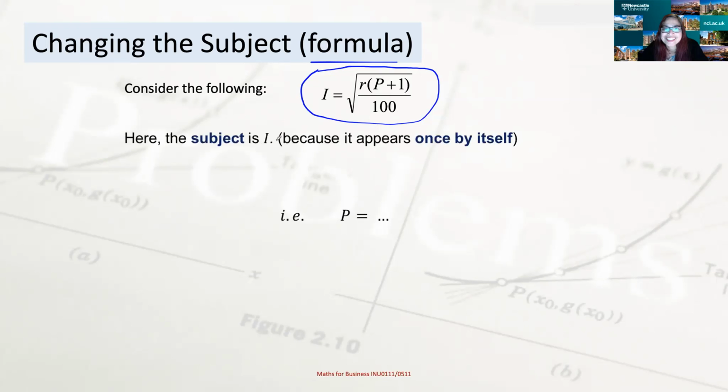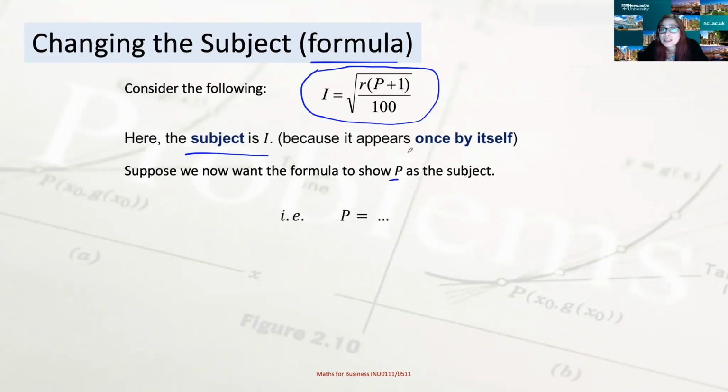The subject is I, the interest, because it appears only once by itself. Suppose we now want the formula to show P as the subject. That means you want P on the left-hand side. Let me make it clear here: left-hand side is equal to right-hand side.